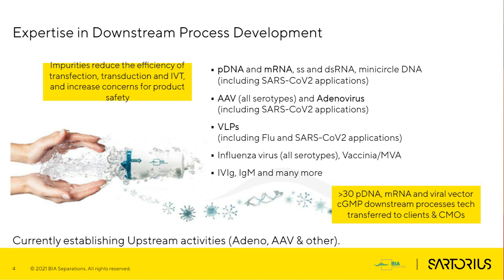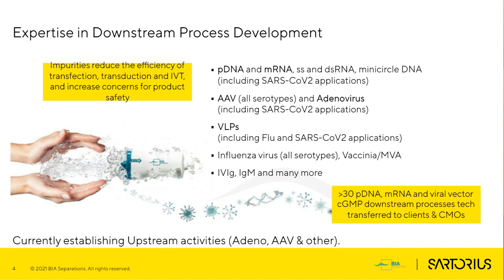Besides producing columns and developing purification procedures, we also develop and offer different analytical methods based on monolithic columns as well. Our products are placed in the field, as I mentioned, of plasmid DNA and mRNA. We also have experience with minicircle DNA and different viruses, including AAV, adenovirus, flu, and others, including those that can be applied in the SARS-CoV-2 field. We worked for many, many years with different serotypes of influenza virus.